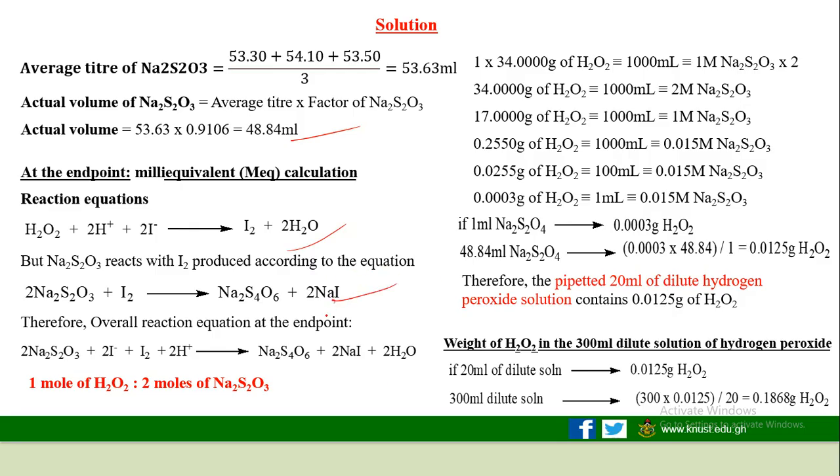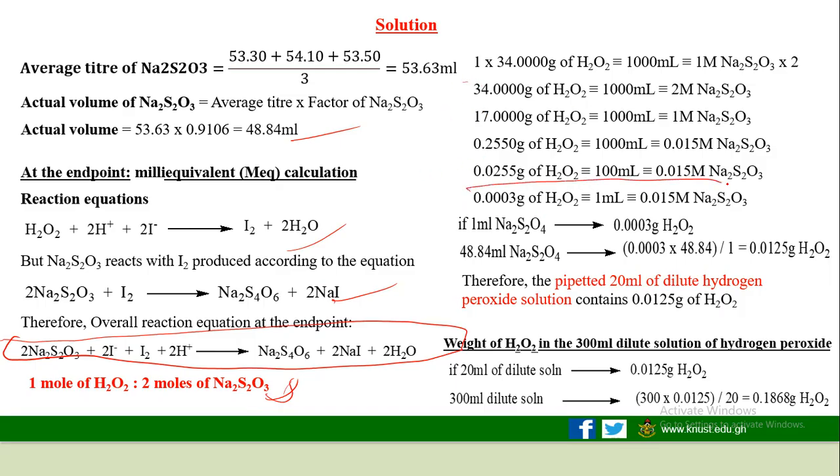This is the second reaction, but always the overall reaction is where we get our mole ratio from. So this is the overall reaction. 1 mole of H2O2 corresponds to 2 moles of Na2S2O3. So that's it. Good. Then we'll use this in our milliequivalent calculation, right?